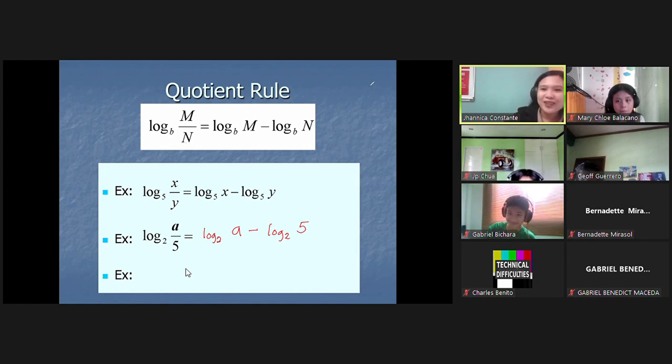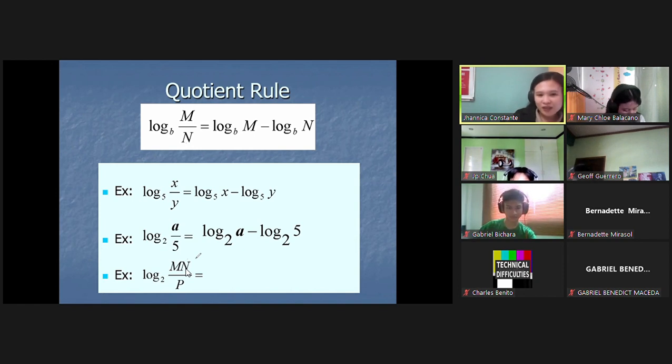Okay? Another example, we have this function. For example, we have the logarithm of mn over p. As you can see, in the first argument that we have, it has mn. But what is the first rule that we have?